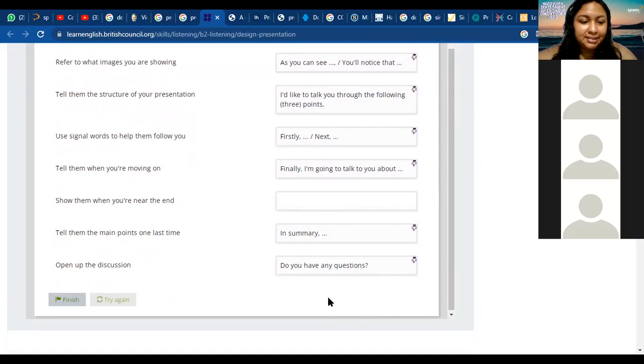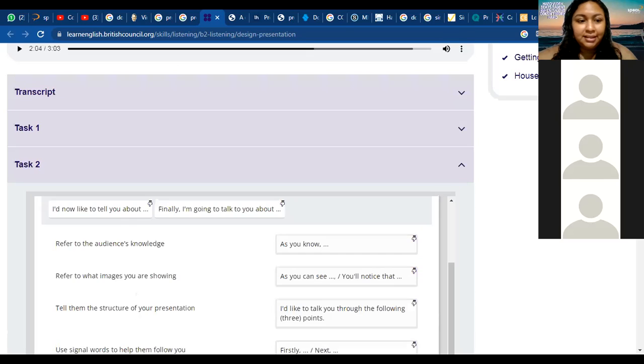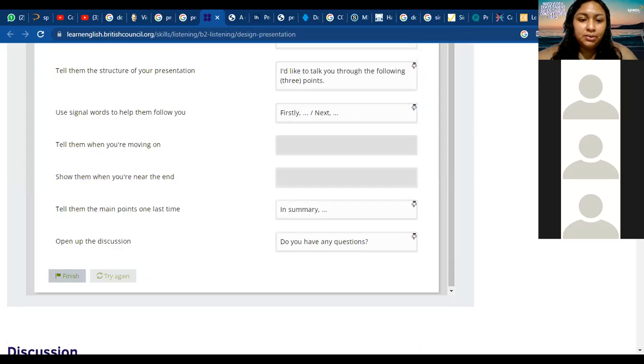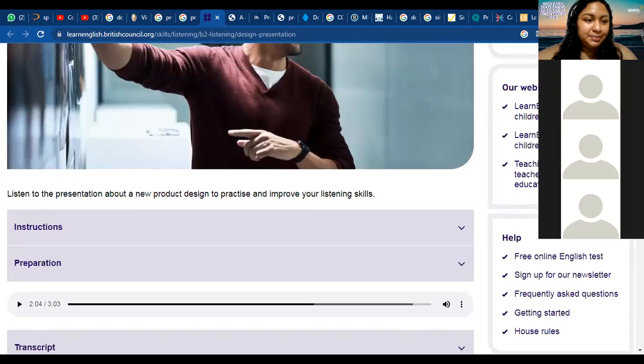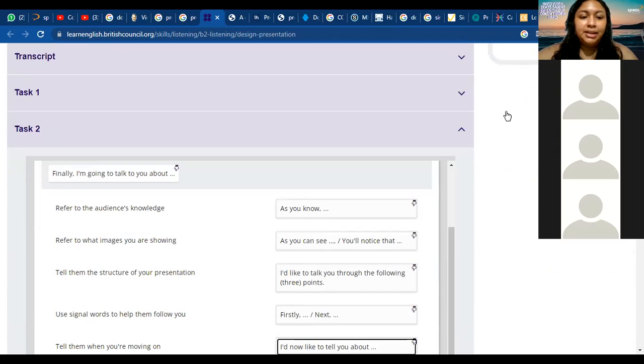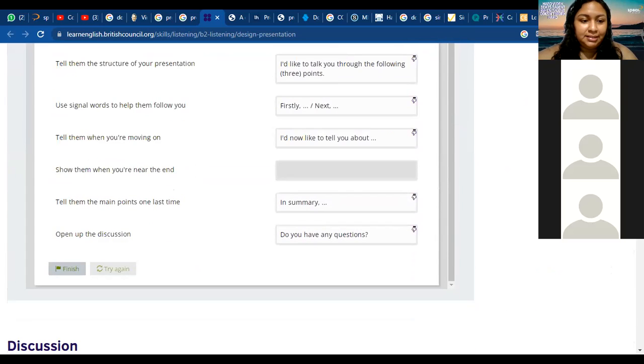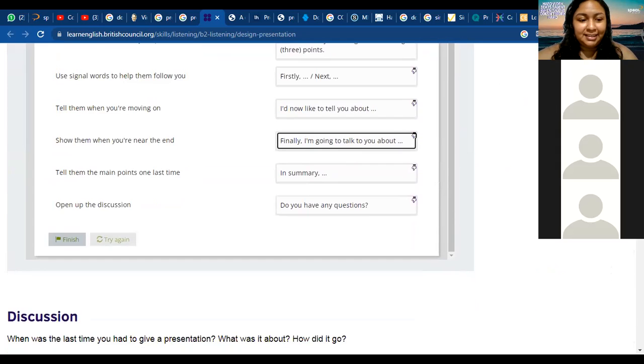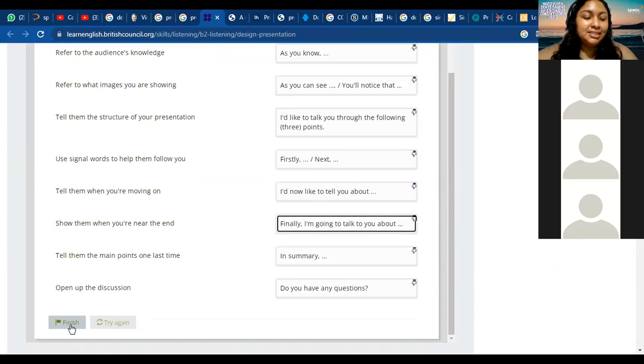Exactly. Give me a second. I thought I had changed it. Okay, so this one, to tell them you're moving on. And then finally, right? All right. Are we good now? Yes. Okay, so let's check.